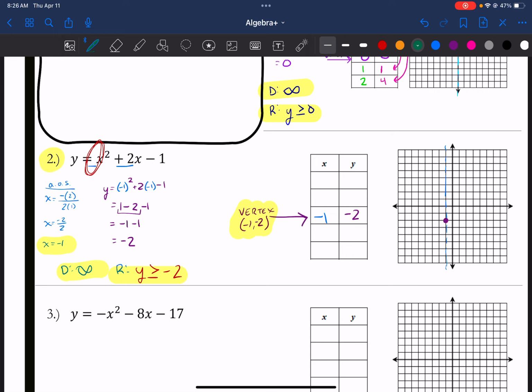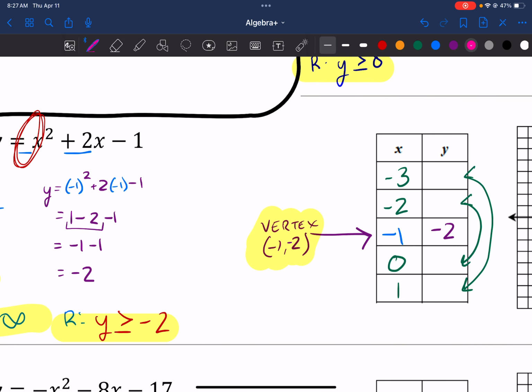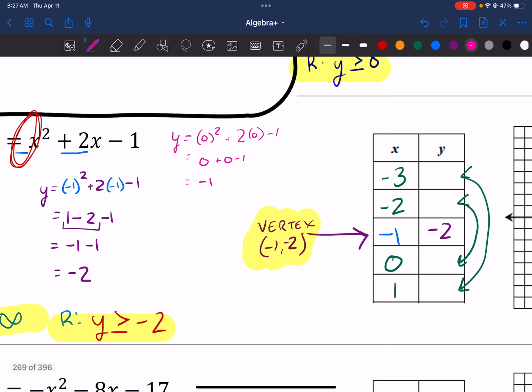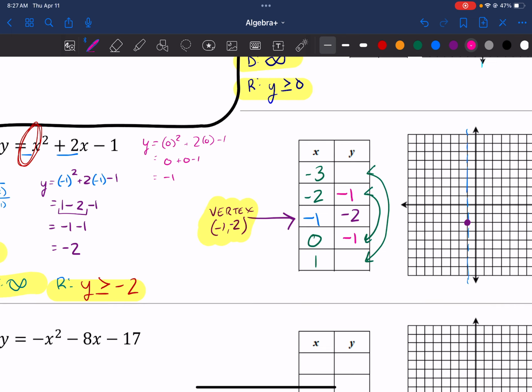So if I go up from negative 1, I get a 0, I get a 1. If I go down, I get negative 2, negative 3. Again, these two will be the same, and these two will be the same. Let's go ahead and calculate it. So I get y equals, I'm going to put 0 in, 0 squared plus 2 times 0 minus 1. So I get 0 plus 0 minus 1, which gives me a negative 1. So these two are the same.